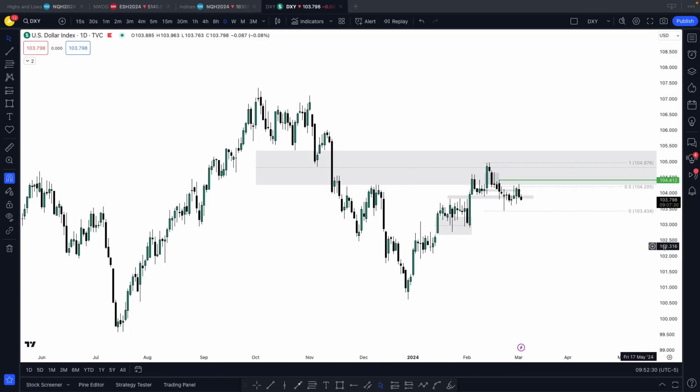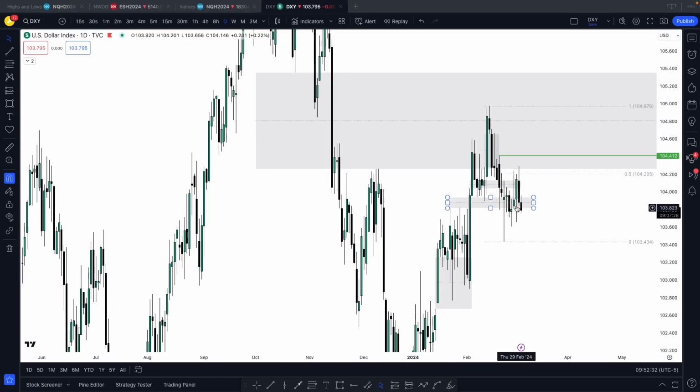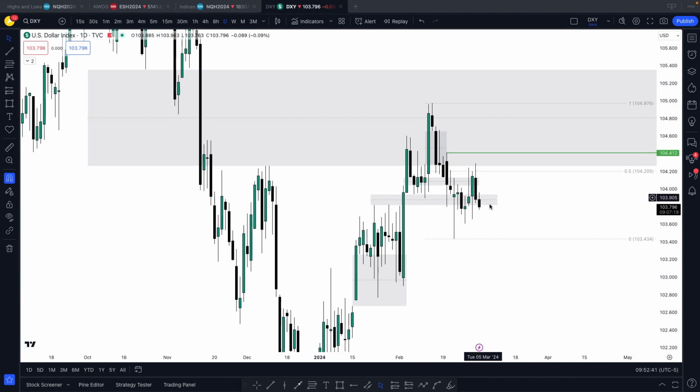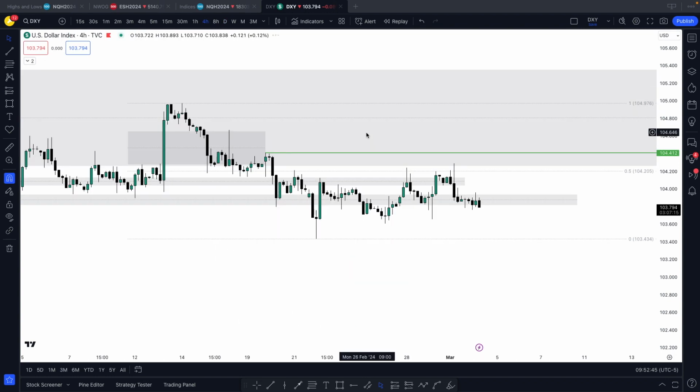Let's look at dollar too. So back below that weekly BISI. Let's see if dollar can continue gravitating down toward the sell side, or if it's going to just remain in consolidation inside that inefficiency.